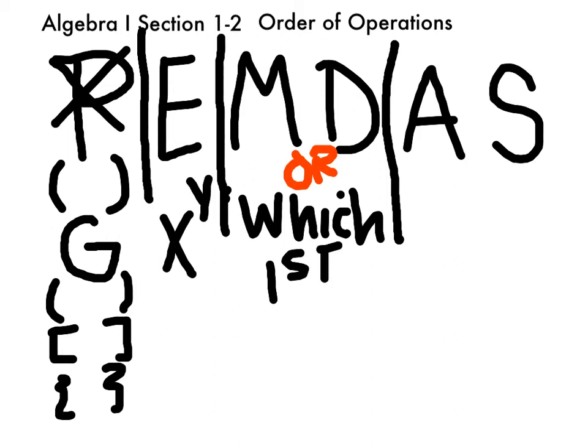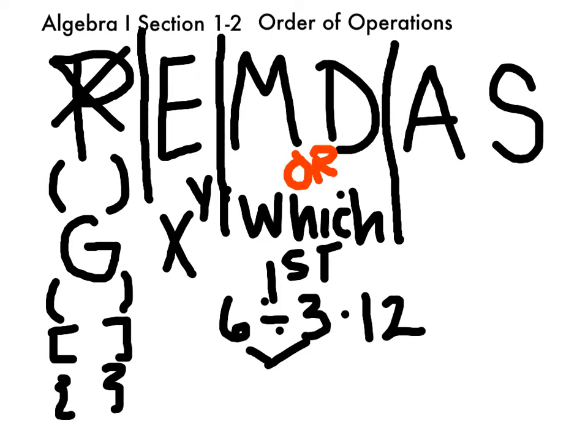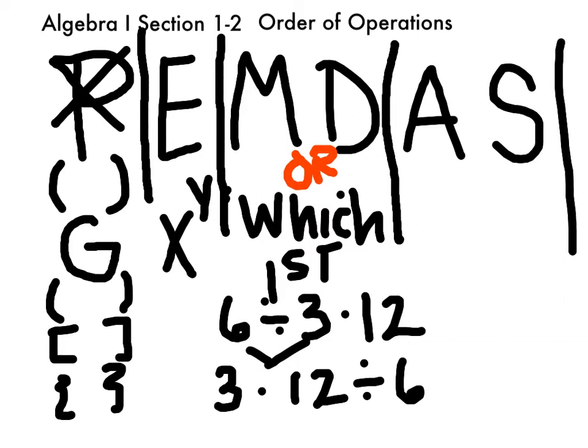So if division comes first, for example, if we had 6 divided by 3 times 12, we're going to do the 6 divided by 3 first. Then we do 3 times 12. We're not going to do 3 times 12 and then do the division, all right? So we would do the division first because it comes first. If it said 3 times 12 divided by 6, then we would do the multiplication first. So whichever comes first.